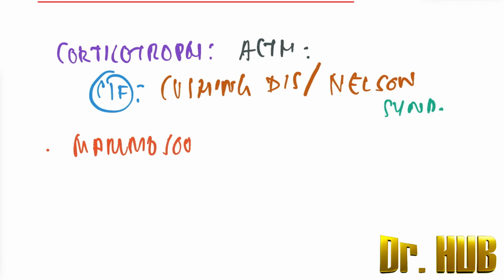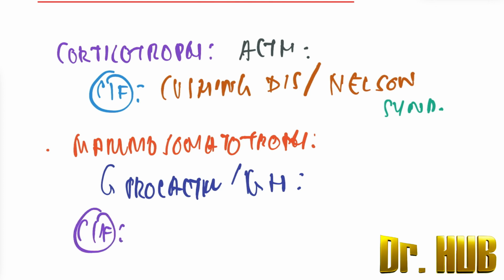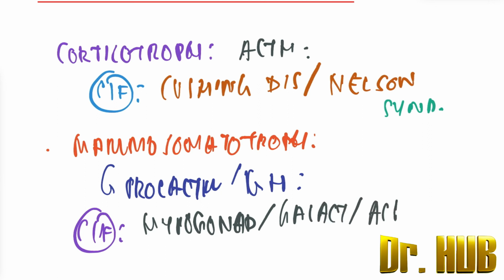So mammosomatotroph, the hormones involved here are prolactin as well as the growth hormone. So what is the clinical feature? The clinical feature is that it involves hypogonadism, there is galactorrhea, and there is also presence of acromegaly.